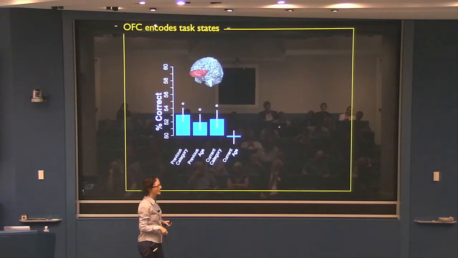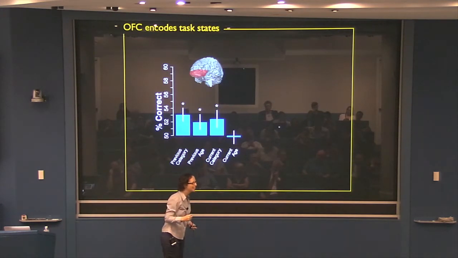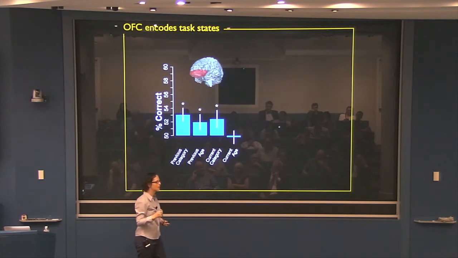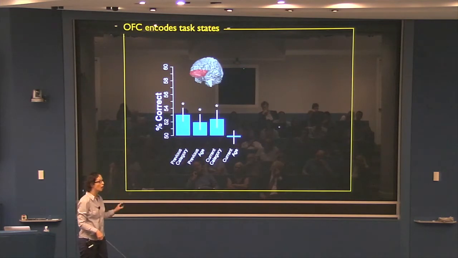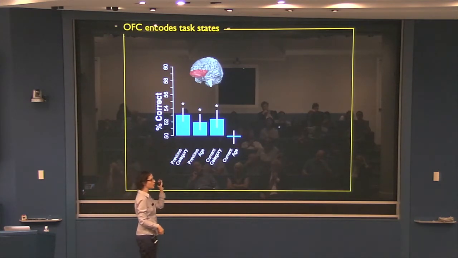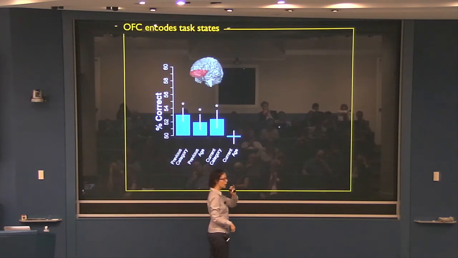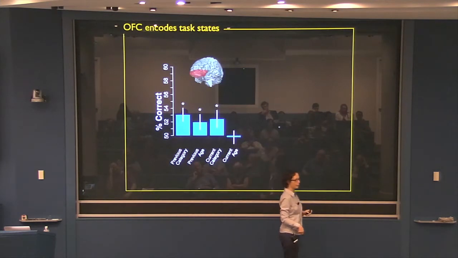Same location? Yes, same location. It's the anatomical mask, exactly within the frontal cortex. Is it the same location for the particular task, or is a different region chosen for each? So we looked at the whole orbitofrontal cortex for all of our subjects. We didn't ask within the orbitofrontal cortex where each of them is being represented. Okay?